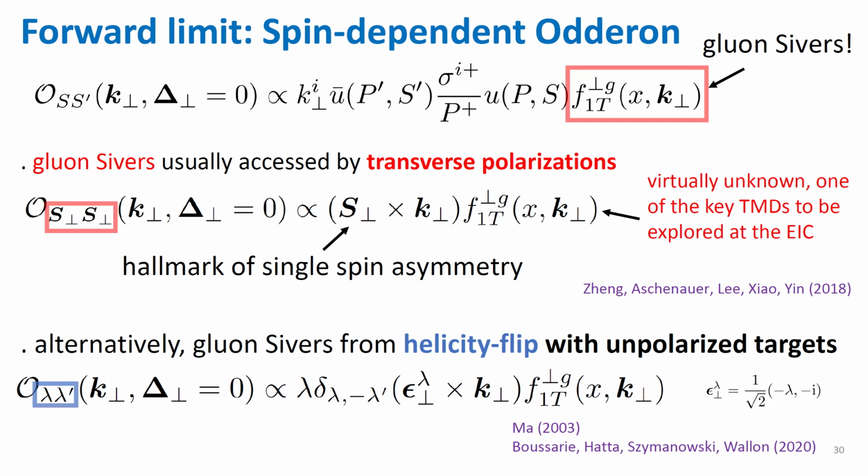And the gluon-Sivers function is basically unknown, and one of the key TMDs that will be explored at the future EIC. The traditional way is to use single spin asymmetries, but here I want to emphasize that there is another way, as was pointed out in these works, which has the advantage that you can work with unpolarized targets. If you consider an exclusive process where the proton in the final state flips its helicity with respect to the initial state, this is also sensitive to the gluon-Sivers function, as emphasized in this work.